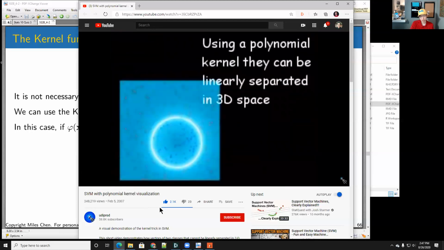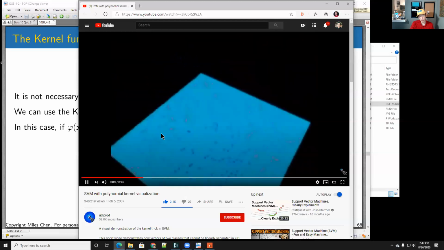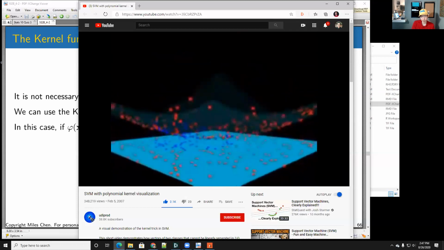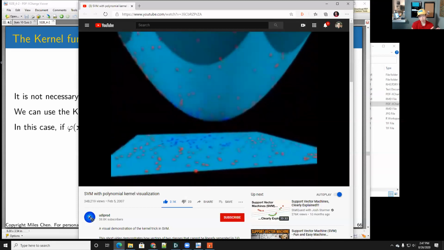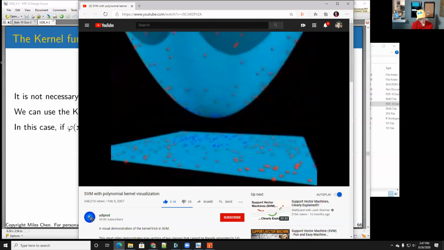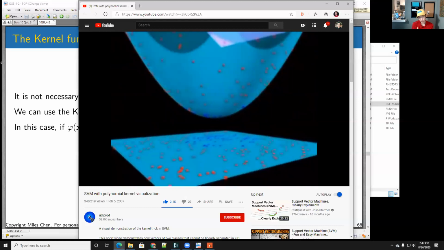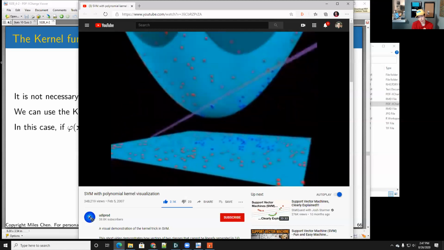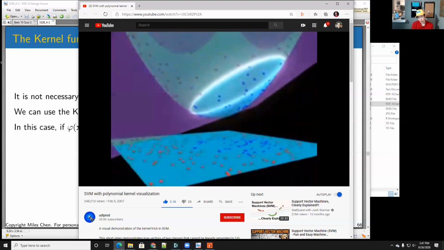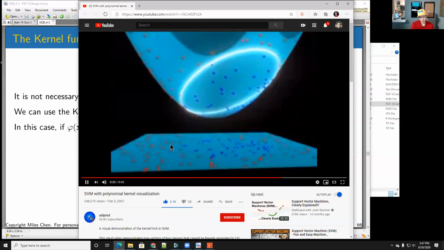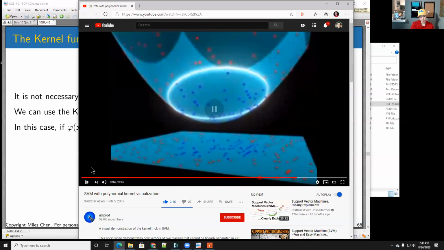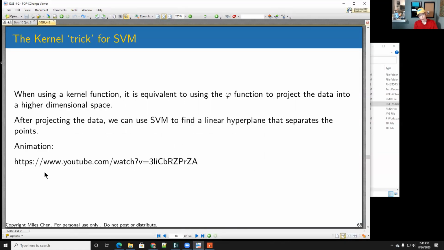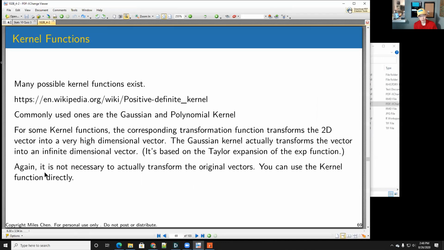So again, our data exists in 2D. There's no way to separate them with a linear plane or a linear hyperplane in 2D. But if you apply a three-dimensional transformation function, then you can find a linear hyperplane that separates the blue from the red, and that's going to form our boundary here. That's what's known as the quote-unquote kernel trick for support vector machines.